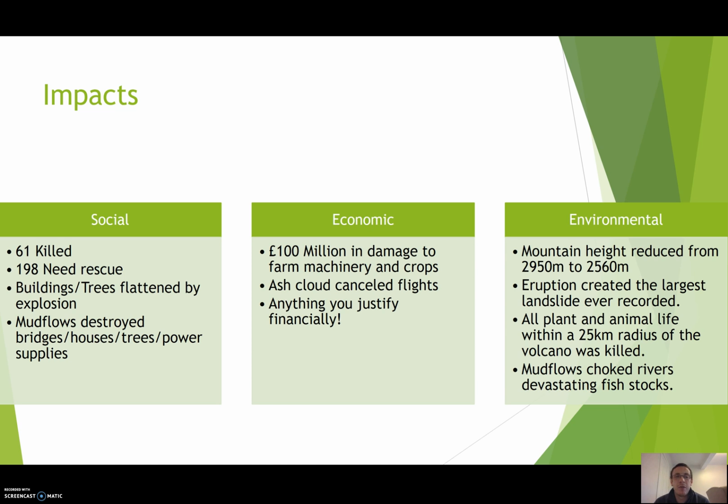But we've got other ones in there for social: 198 people needing rescued, buildings and trees flattened by the explosion when the eruption happened.